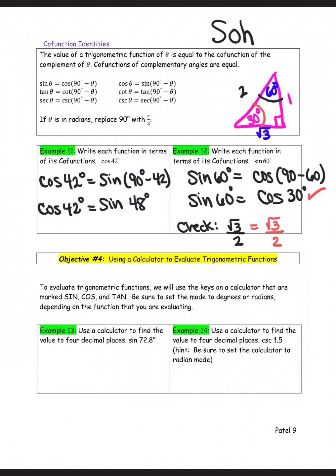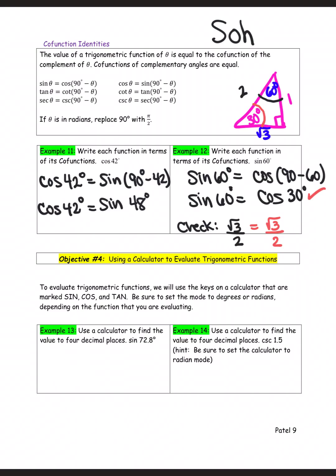But to evaluate trig functions, we can use the keys on the calculator that are marked sine, cosine, and tangent. And be sure to set the mode to degree or radians depending on the function you're evaluating. Now, to find its reciprocal function, you would just say 1 divided by whatever answer you get.